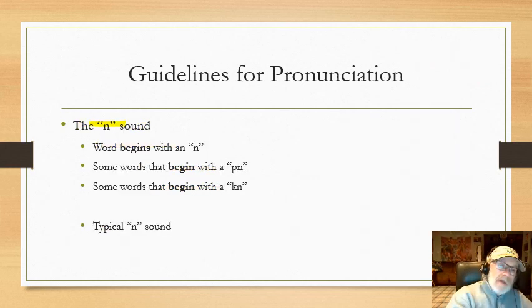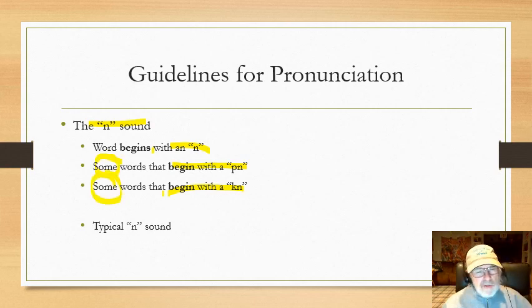N sound, okay? Words that begin with an N, some words that begin with a PN, and some words that begin with a K. And again, some of these are sort of like, I don't know. This is the typical N sound, okay? Neonate. Neo means new. Nate means newborn or born. Natal is a word that means birth. So neonate would be a newborn. So that's a typical word that begins with a neonate, typical N sound.